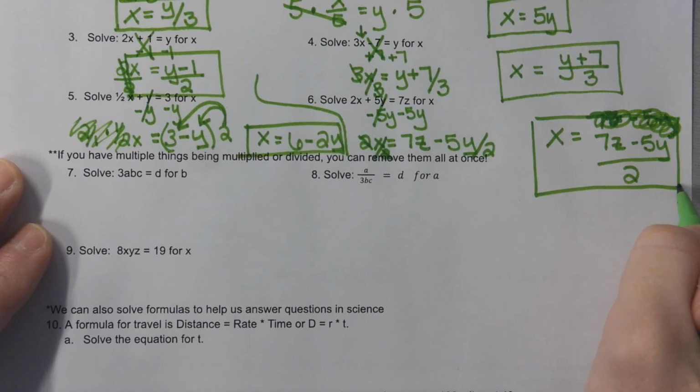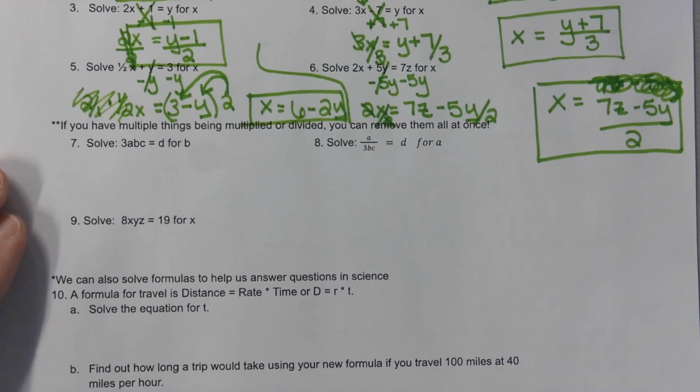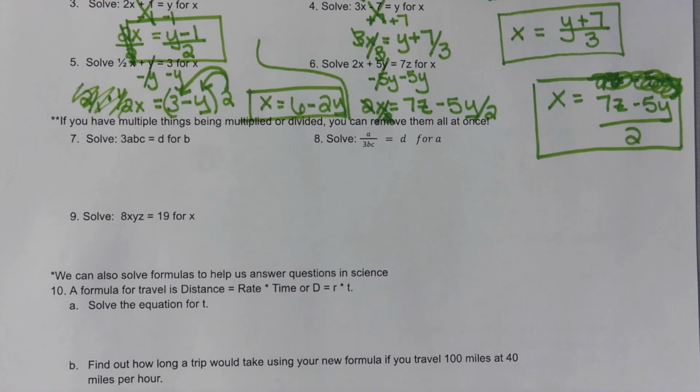Now, bonus. We've got some more information here. You can remove more than one thing at a time. So this is kind of being more time efficient. If you have stuff being multiplied or divided, you can move stuff all at once instead of doing it separate times. So look at number 7.